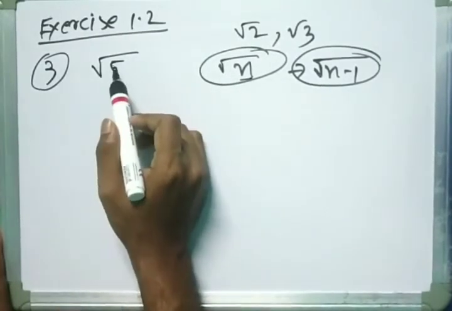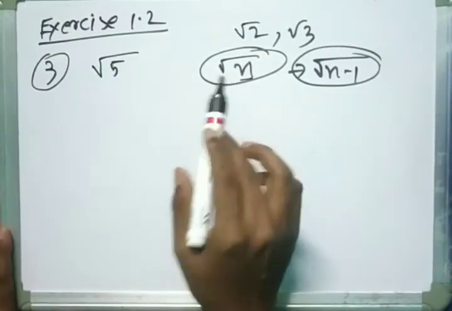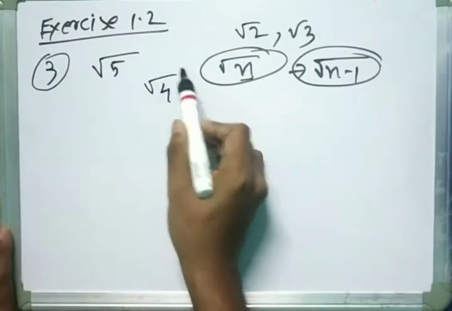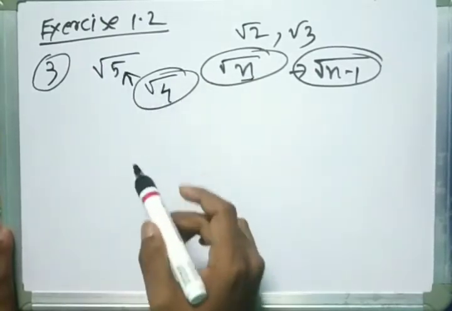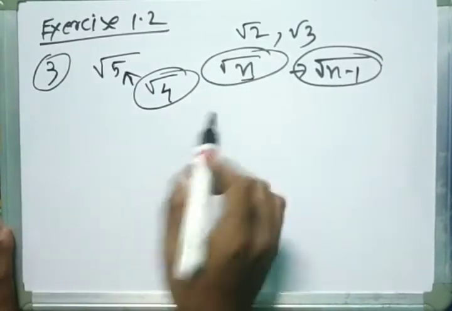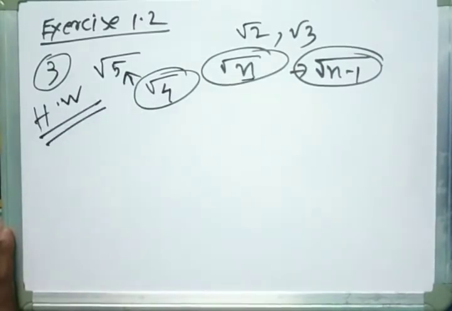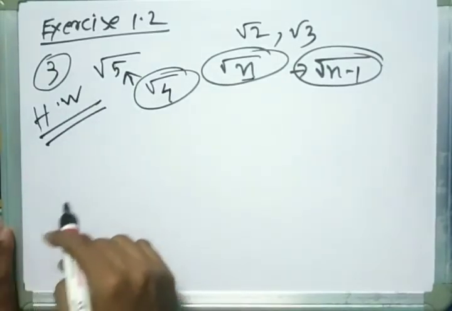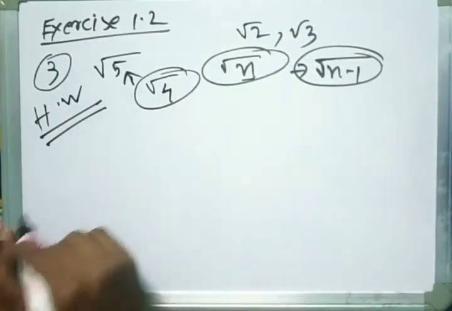So here the question is root 5. First you have to find out the value of root 4. Then only you will be able to find out the value of root 5. Then using a compass you will be able to locate it on the number line. So this is homework. Please go through my previous lecture to complete this question.